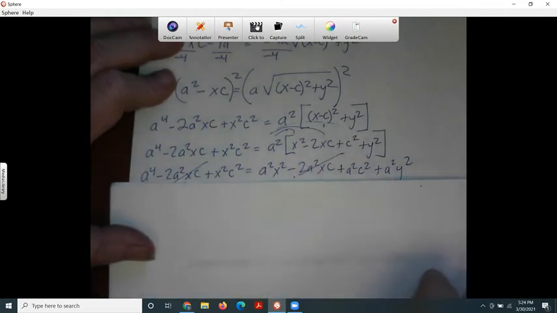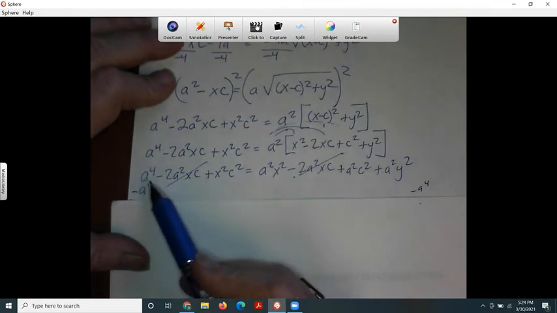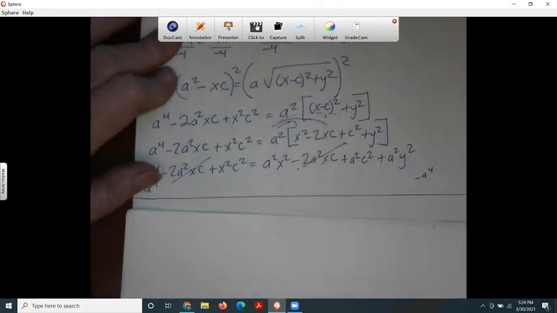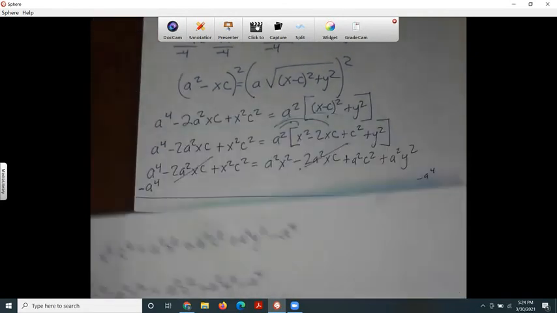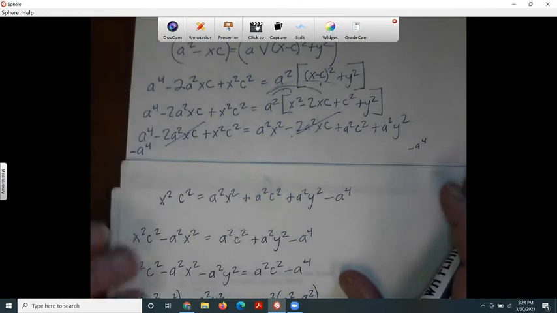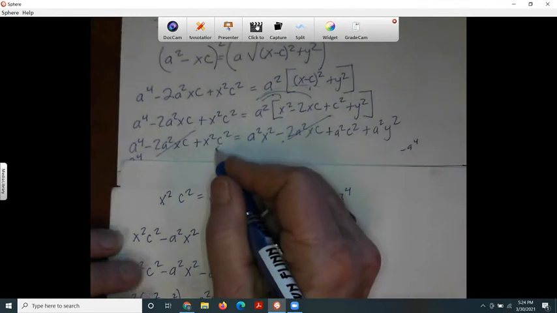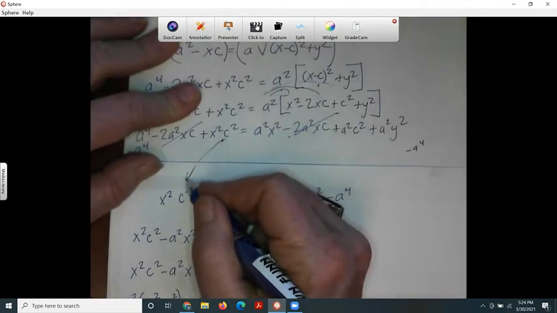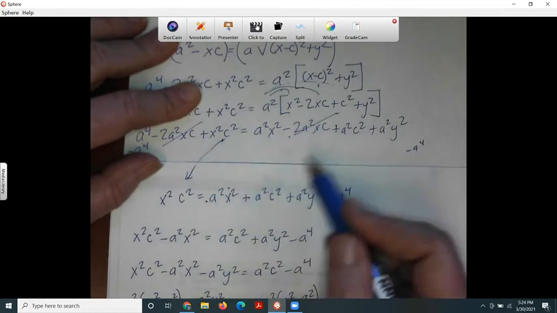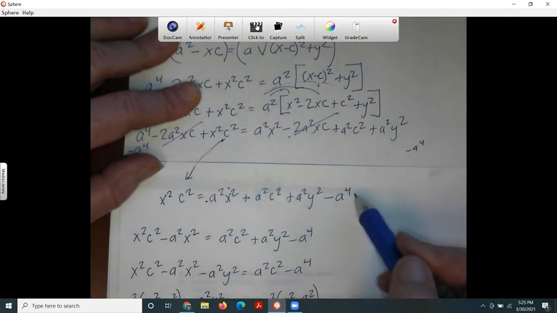Oh, I got rid of this because I only want x's and y's on the left-hand side. So I got rid of a to the fourth on both sides, subtracted. Oh, and here's a new, I had to start a new sheet of paper. Okay, so if I subtracted a to the fourth, then all I really have left to bring down is just that, and there's my equal sign, and that came down, and that came down, and that came down, and then that's that a fourth that I subtracted on both sides.